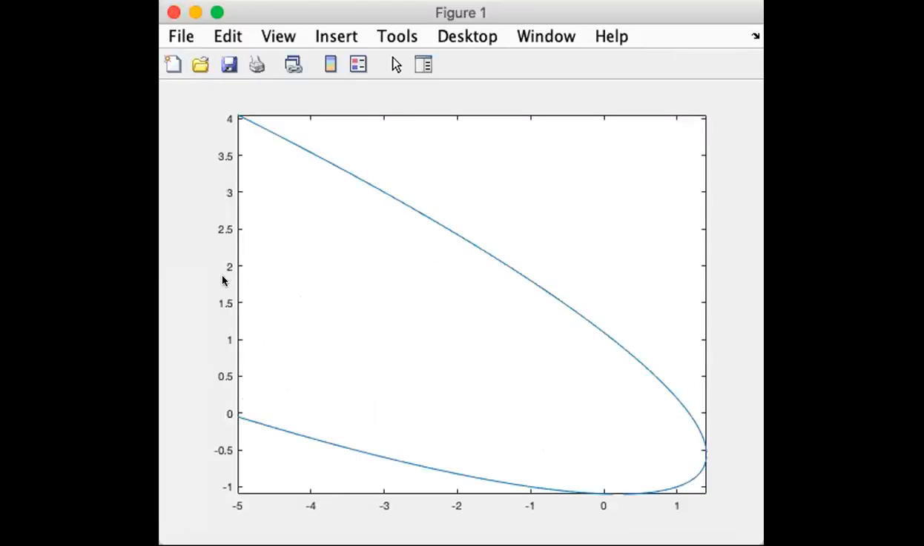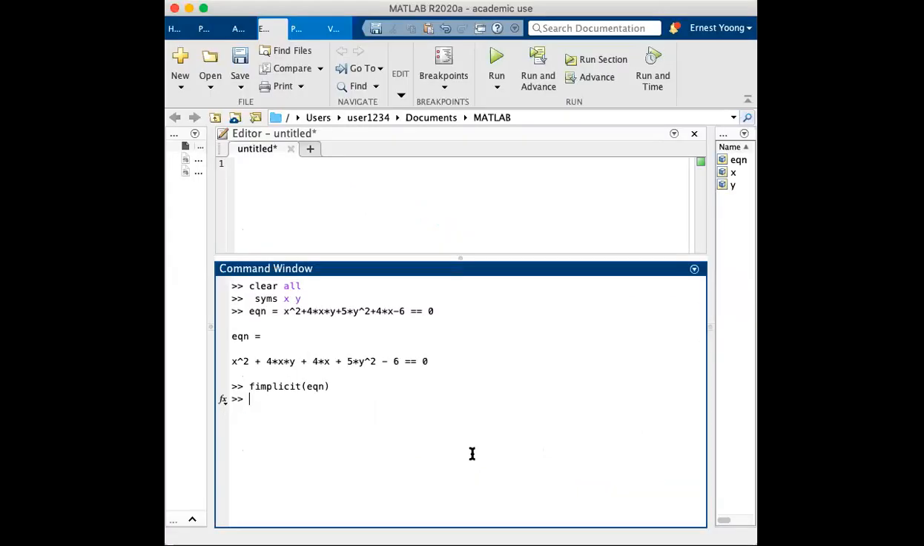As you can see now, this is way too big. We cannot make it nicer, so we have to set our range to make it a nice looking ellipse. So I say the equation, then the range.